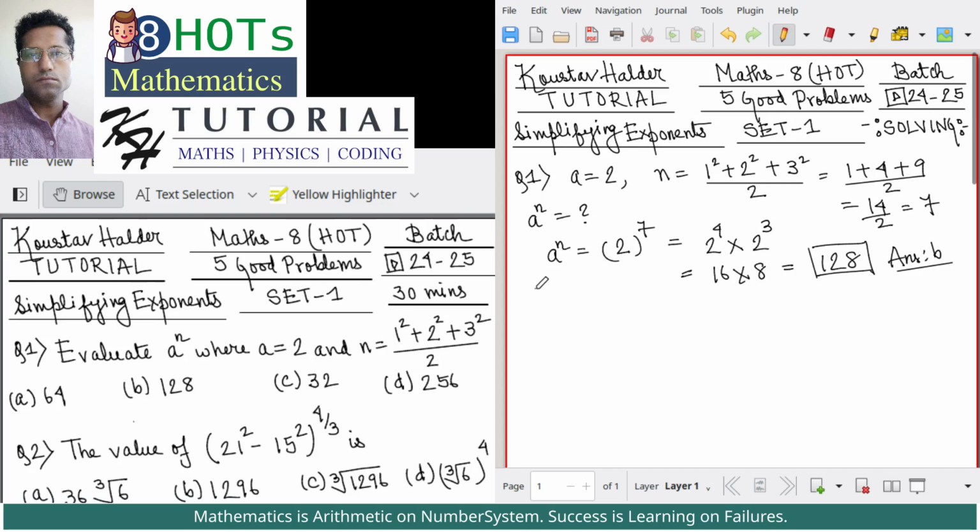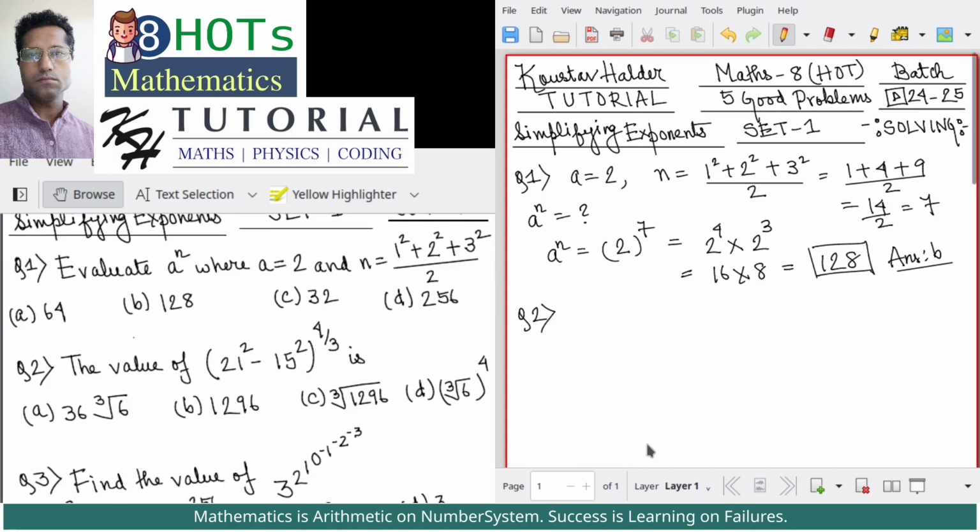Okay, let's see question number 2. Find the value of (21 square minus 15 square) whole raised to the power 4 by 3.